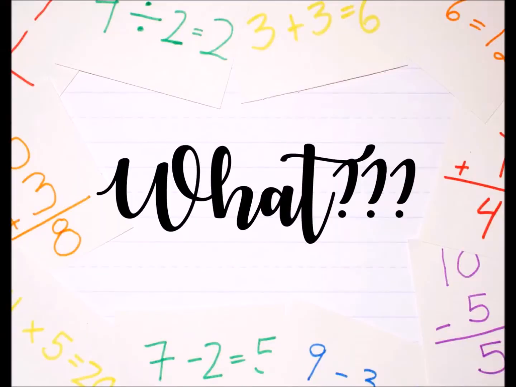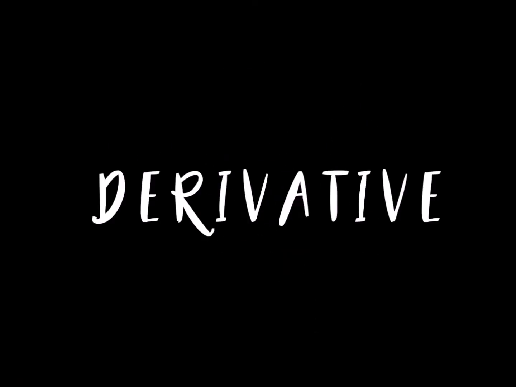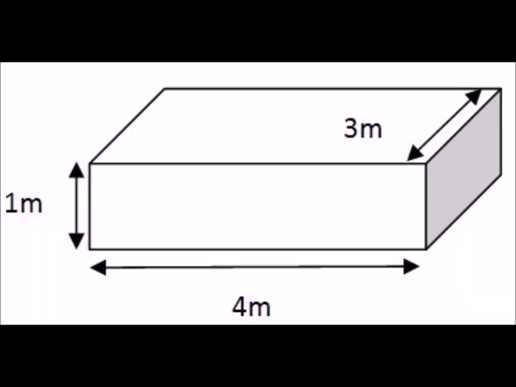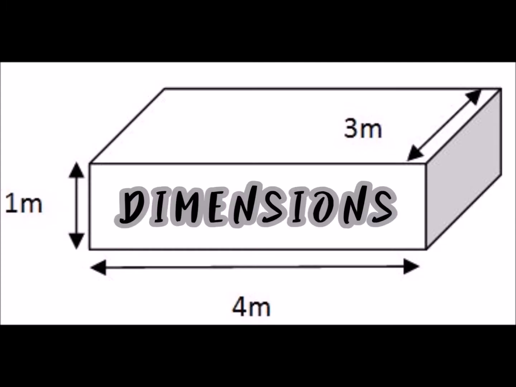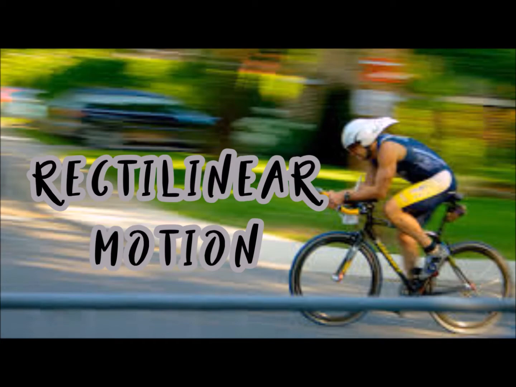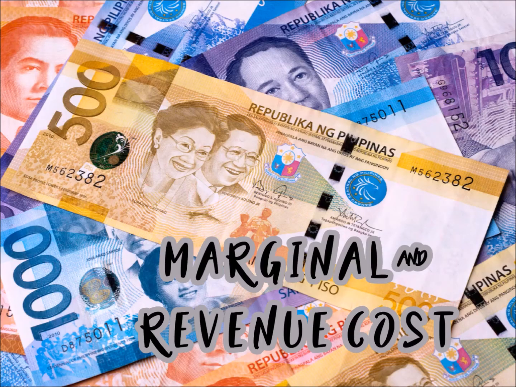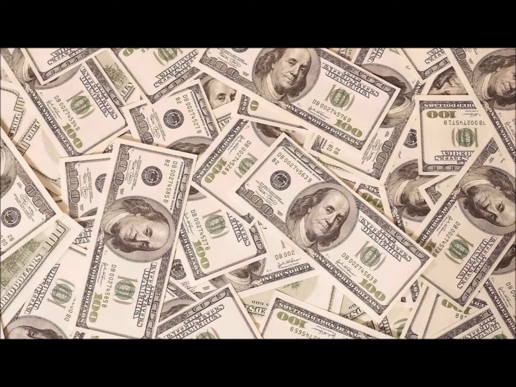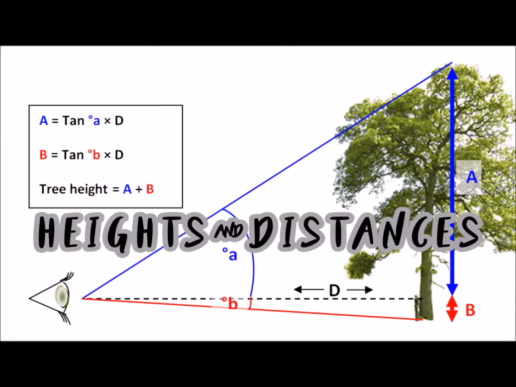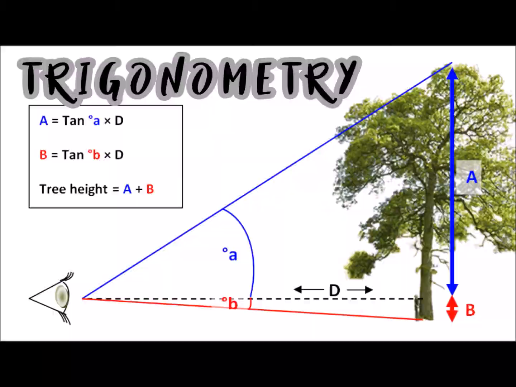But first, what is a derivative and what are the various applications of this? Derivative as the rate of change measurer. Practical daily life examples include the rate of change of volume of a solid with respect to one of its dimensions, velocity and acceleration in rectilinear motion, to find out the marginal cost and revenue cost of any product, such as in economics, statistics, and finance, heights and distances in trigonometry, and many more.